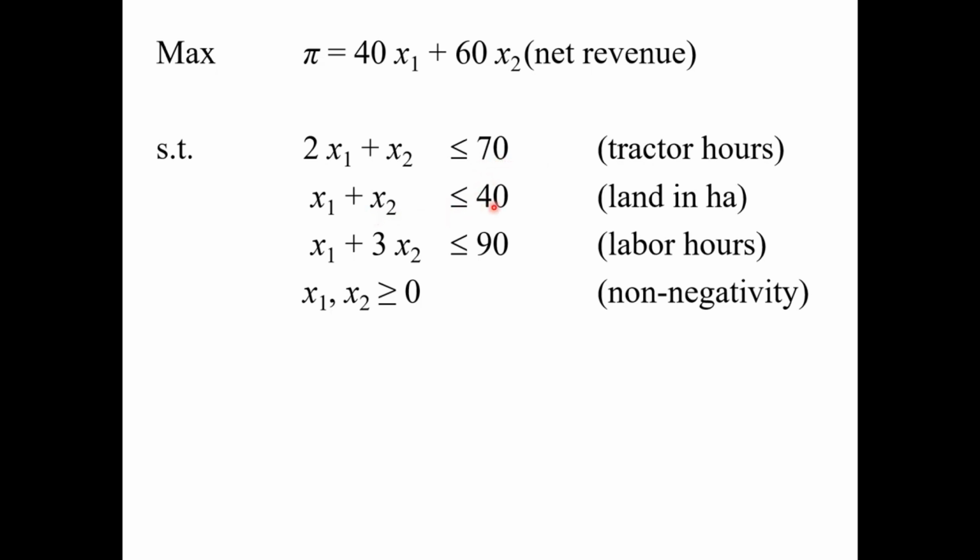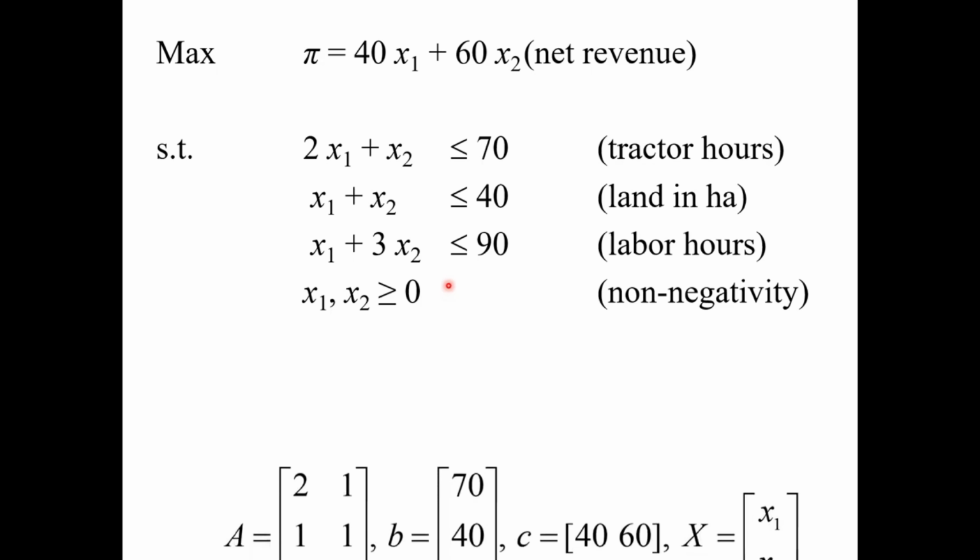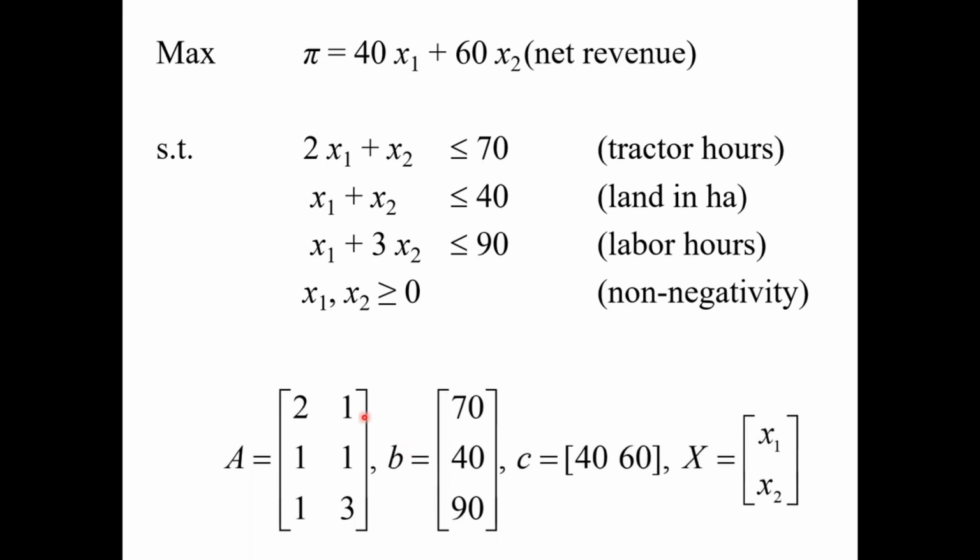x1 plus x2 less than or equal to 40. That's the land available in hectares. And x1 plus 3x2 less than or equal to 90 is the amount of labor hours. And again, we have that requirement of non-negativity. So we can set it up in matrix form.